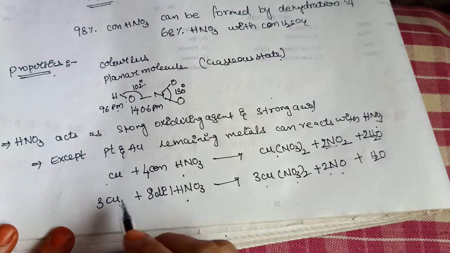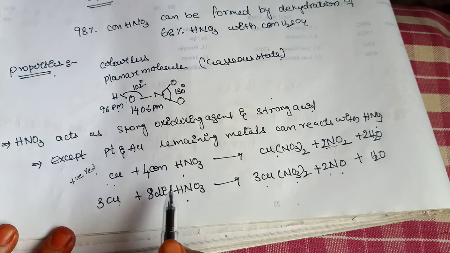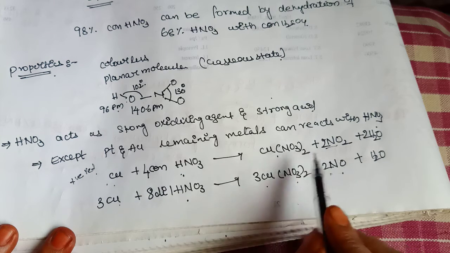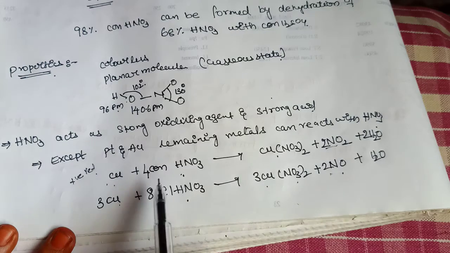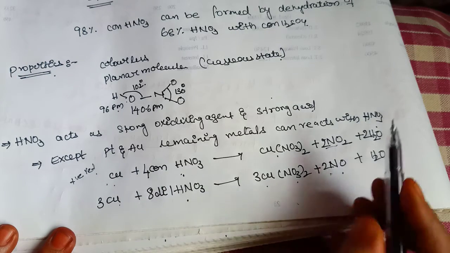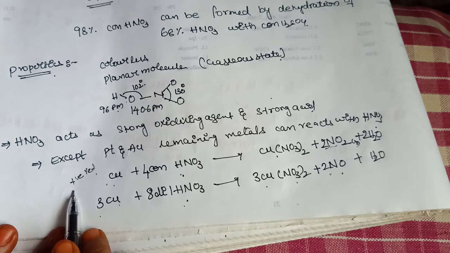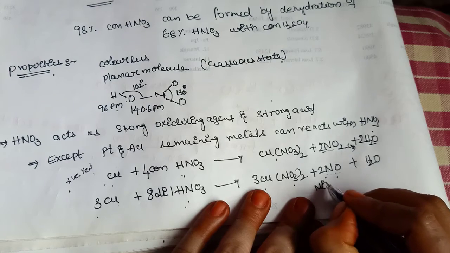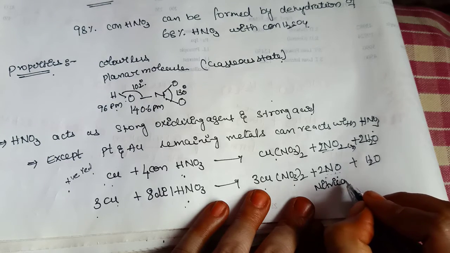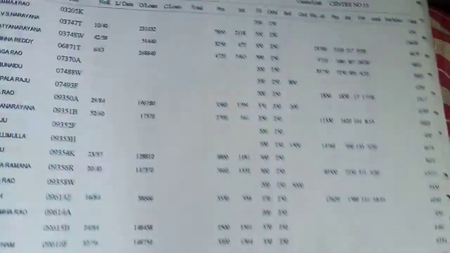Understood, children? So a positive reduction potential element like copper reacts with concentrated HNO3 to release the corresponding nitrate and nitrogen dioxide. If dilute HNO3 reacts with a positive reduction potential element, it gives nitric oxide. What is this? Nitric oxide. We'll take the next one.